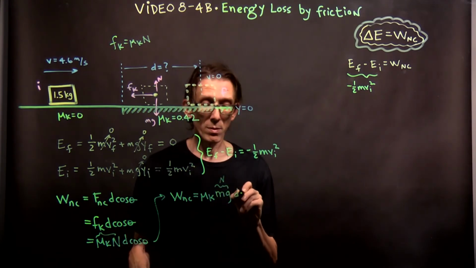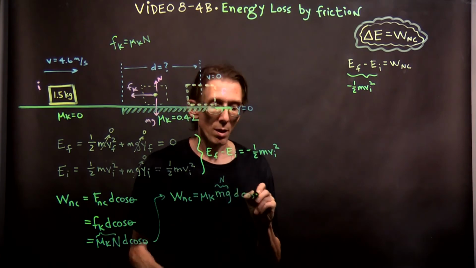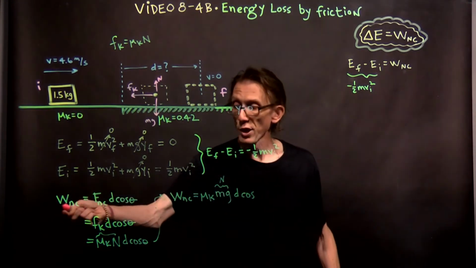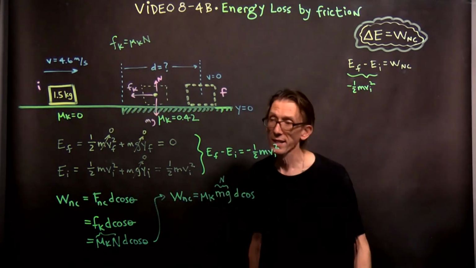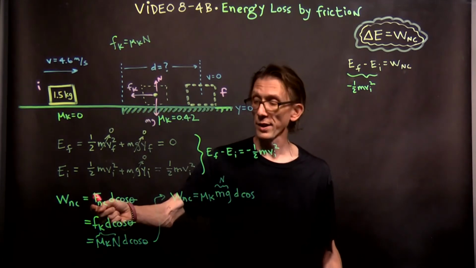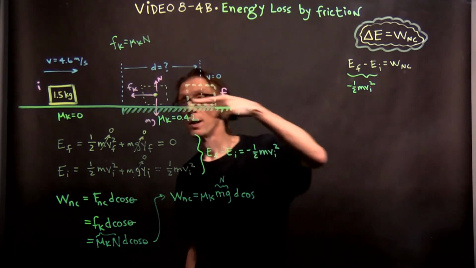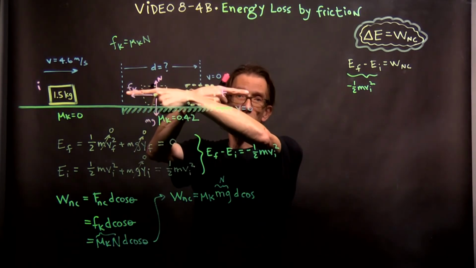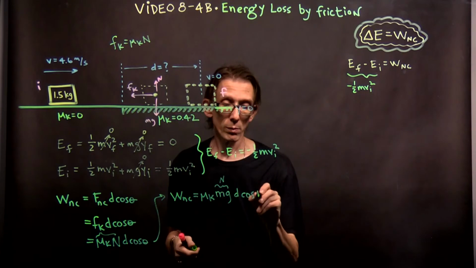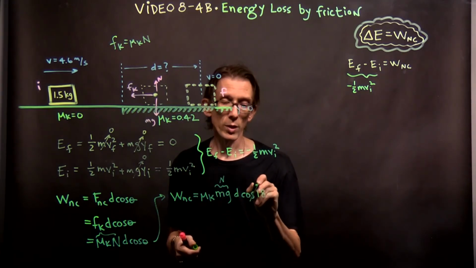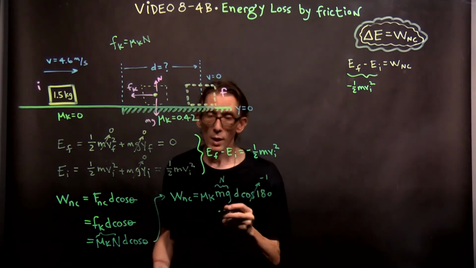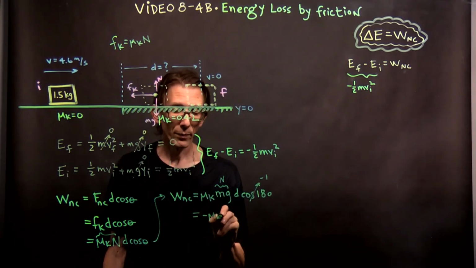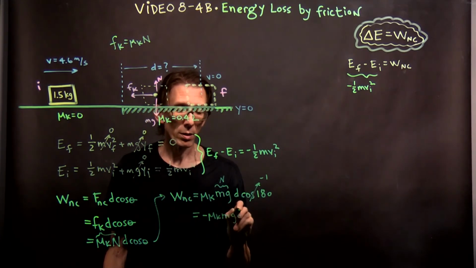Times d times cosine of what angle? With this expression for the work, that angle theta is what? It's the angle between the force that's non-conservative and the displacement. Non-conservative force is F sub k that way. Displacement is to the right that way. The angle between them is 180. So the cosine term becomes -1. So the non-conservative work done after all this is minus mu sub k mg d.